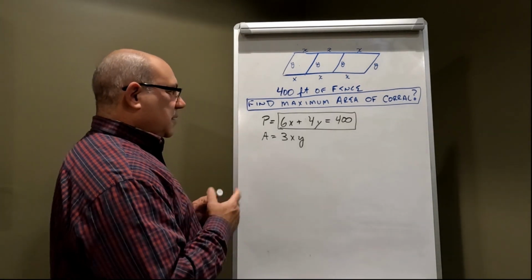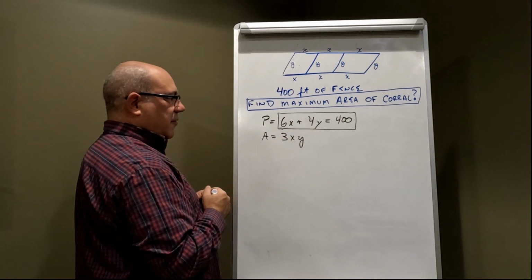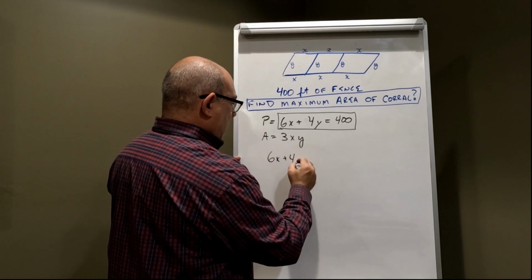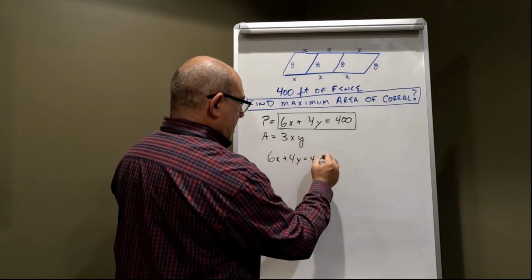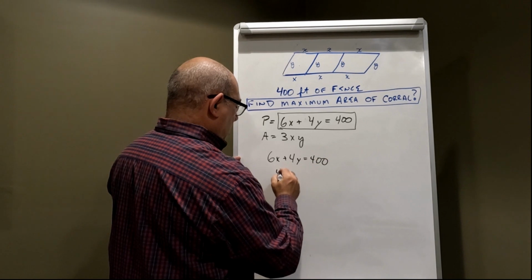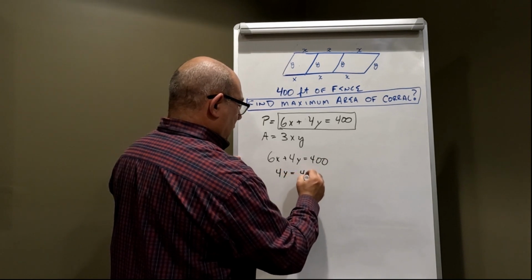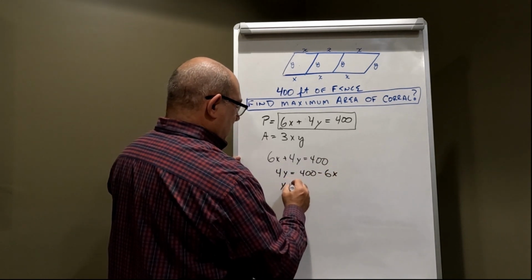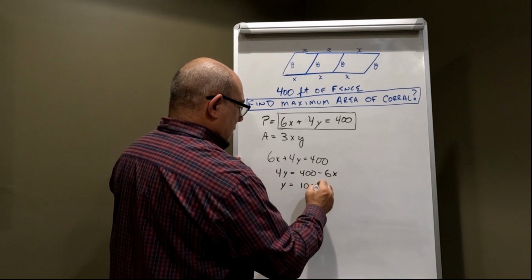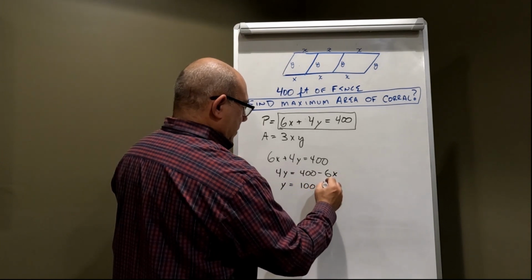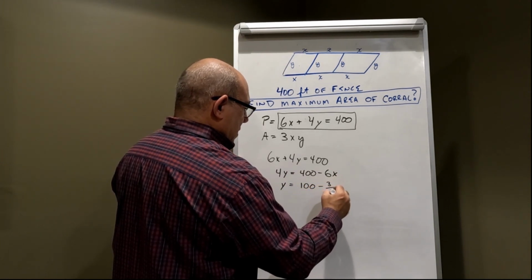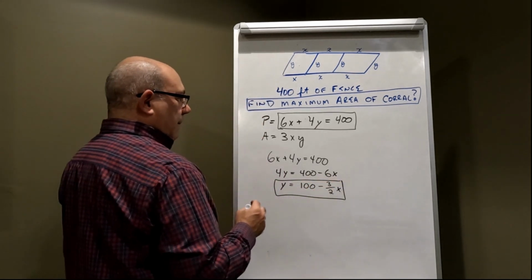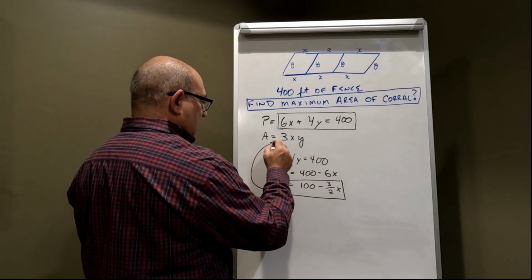Okay? So we now have our two equations and two unknowns. So basically, these two equations, we're going to solve this equation here for y. So we're going to get 6x plus 4y equals 400. And that means that 4y equals 400 minus 6x. And that means y equals 100 minus 3 halves x. And we're going to save this equation. We're going to use it again. So let's take this equation and put it into this.